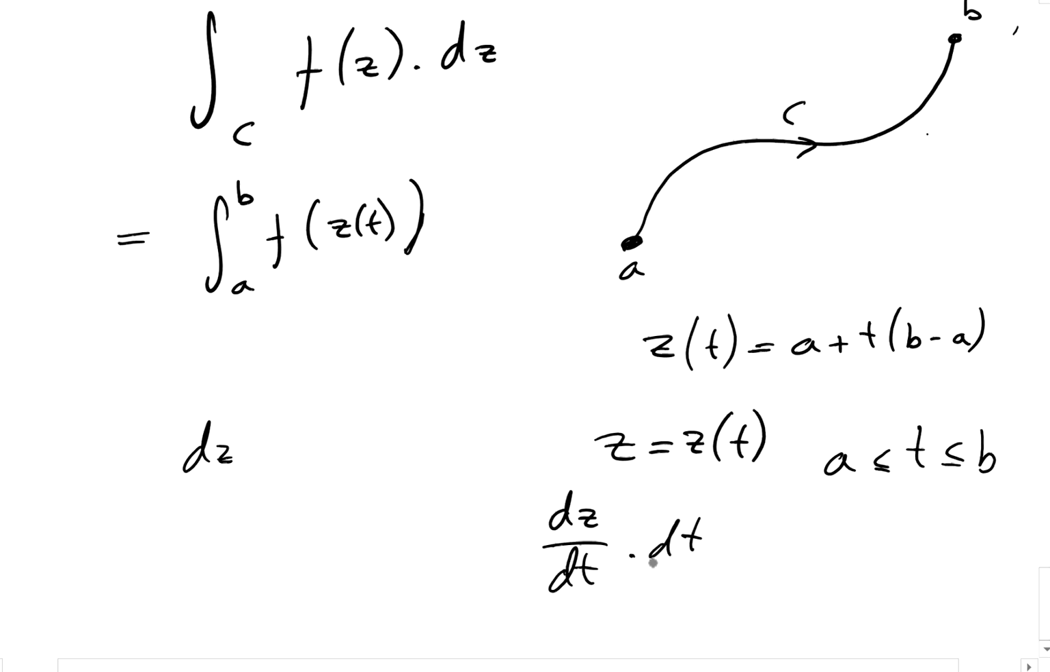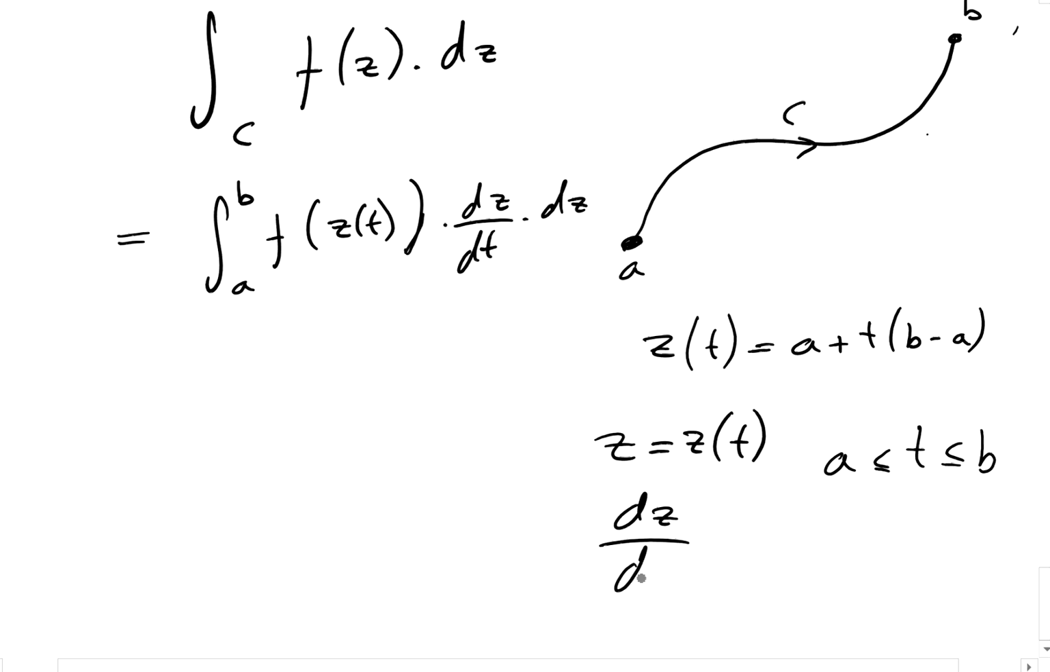Because if I want dz back, then I can just cancel those off, and so therefore that is dz. Just verify that that's dz. So what I've effectively got is dz by dt times dt. And that's how I basically integrate complex numbers. It's dz by dt, just a chain rule, times dt.